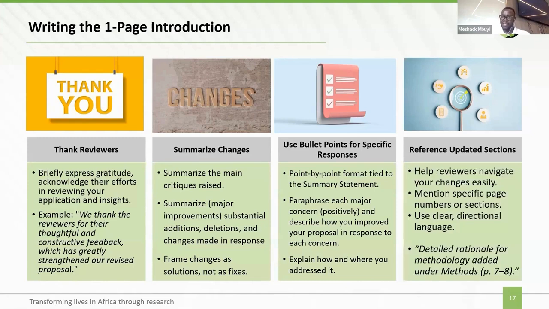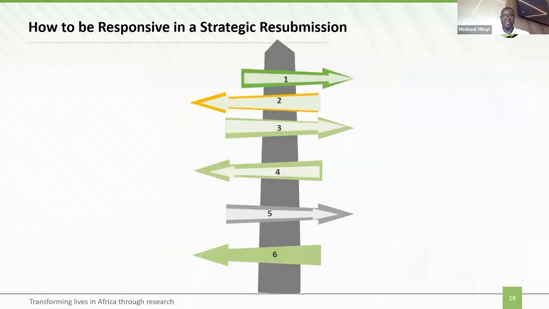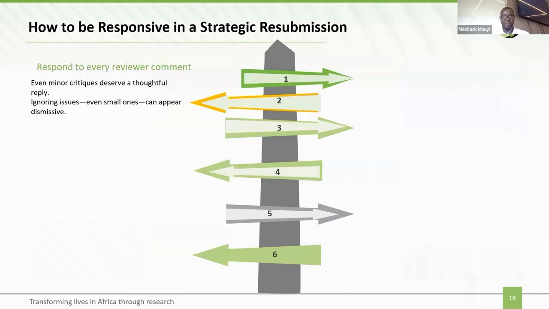Then you need to reference updated sections. Once you've addressed all the concerns, definitely the issues that you've addressed are in the proposal. You need to show the reviewer where you've addressed that thing. For example, if there was a question around methodology, then you need to say detailed rationale for methodology added under methods on page 7 to 8.